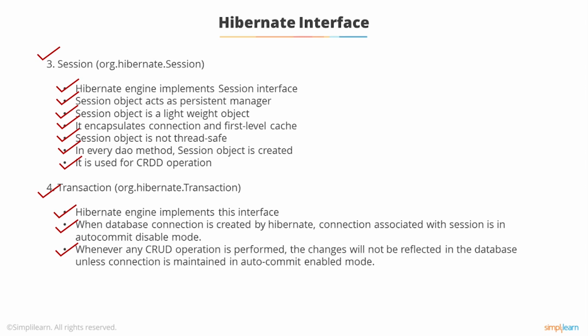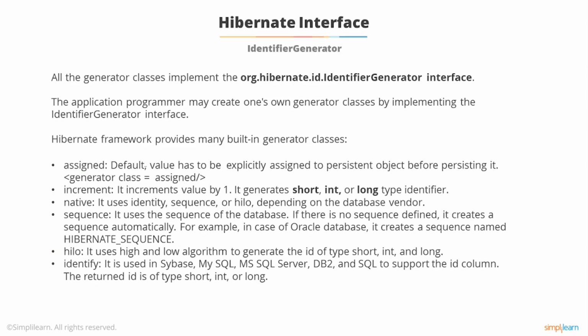All the generator classes implement the IdentifierGenerator interface. This will help the programmer, who may create their own generator classes by implementing this interface. The Hibernate framework provides many built-in generator classes. Assigned: the default value has to be explicitly assigned to the persistent object before you persist it.